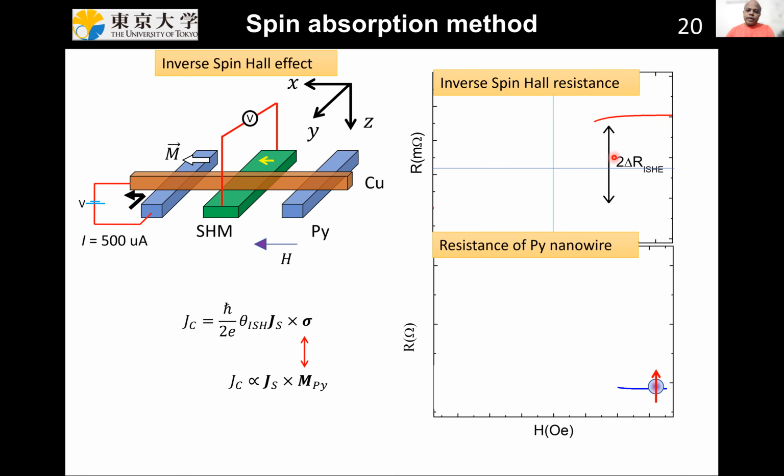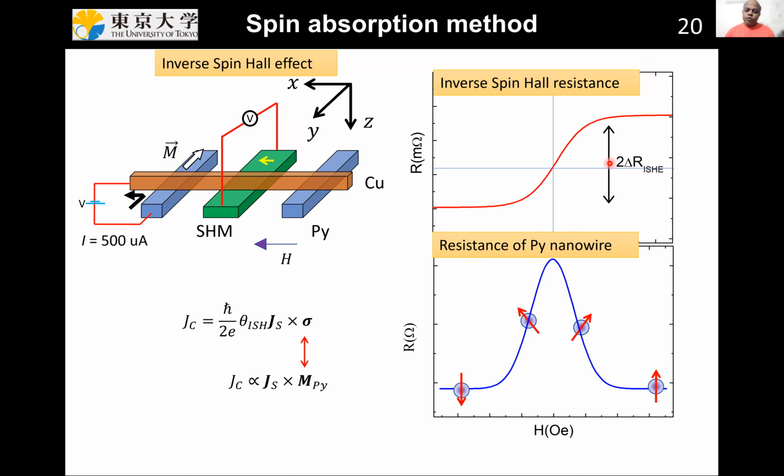Now if you reduce the magnetic field to 0, because this is a nanowire, the magnetization of this nanowire will be aligned along this y-axis. So in this condition, you will not get any voltage from this spin-charge conversion process, so you will get a 0 voltage for the inverse spin Hall resistance. Now, if you go to the reverse side, you will get the same thing.